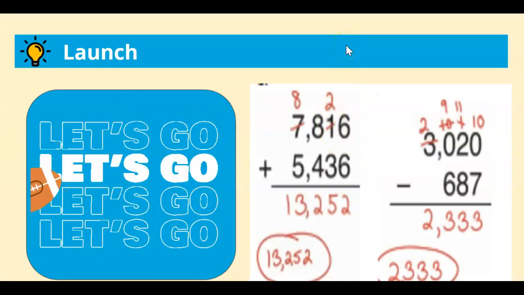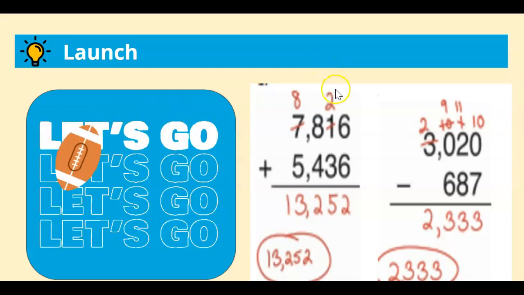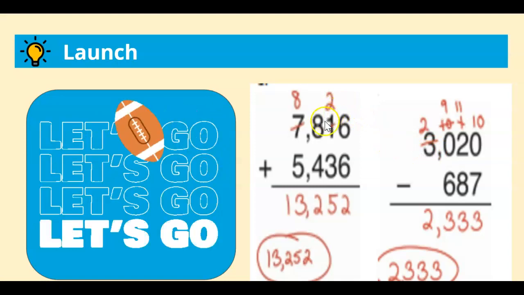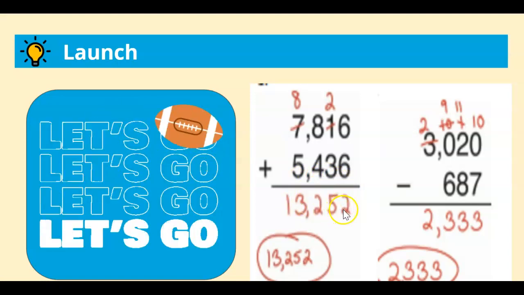So we've got a couple problems on here, and what I would like for you to do is analyze the steps that were used to solve each problem. We want to analyze the steps that were used to solve each problem. 7,816 plus 5,436, and we got an answer of 13,252.